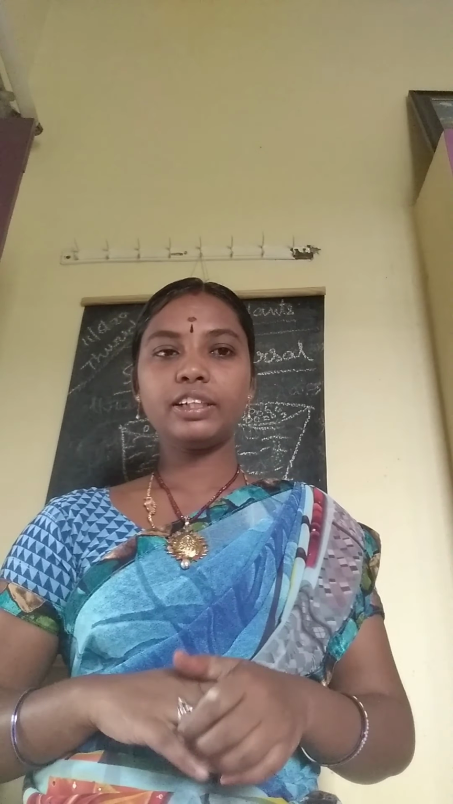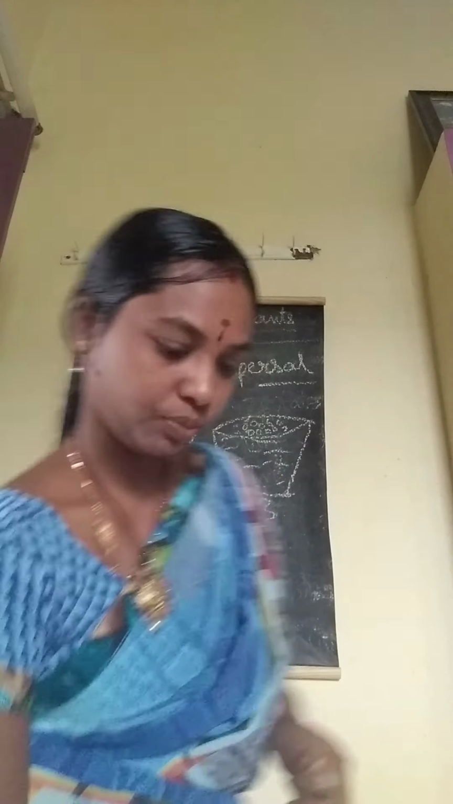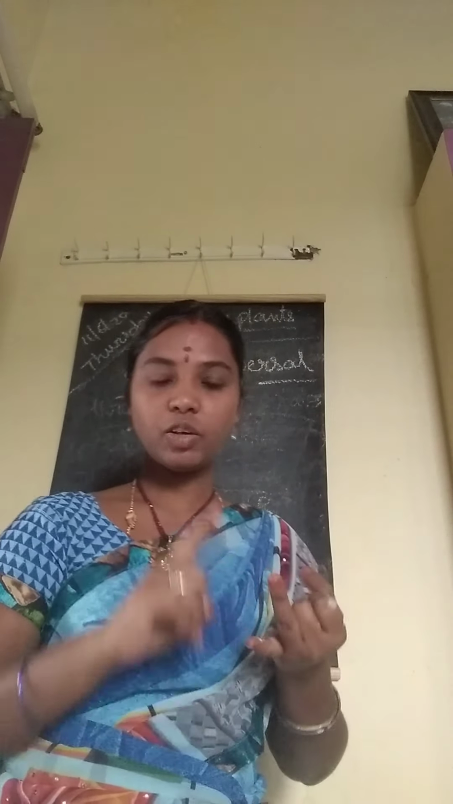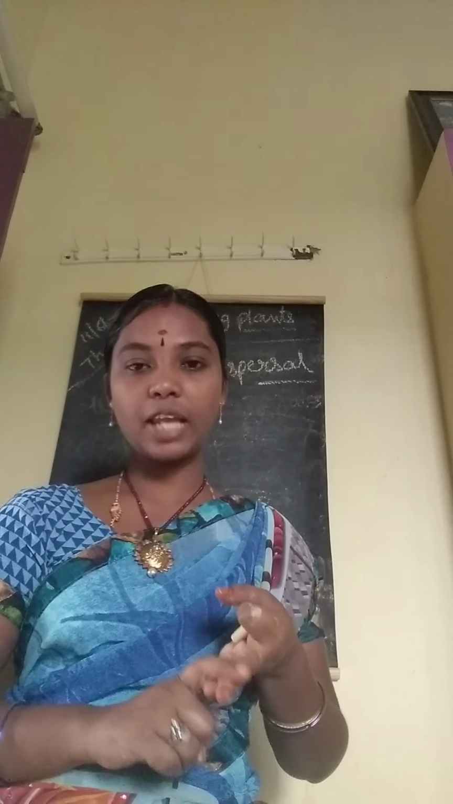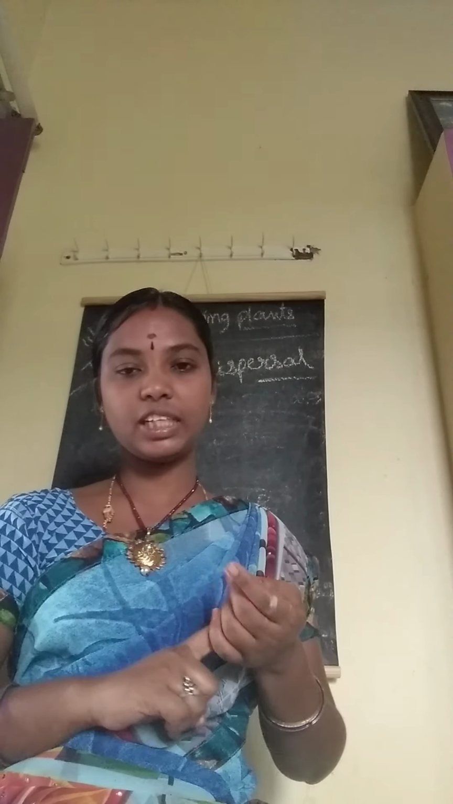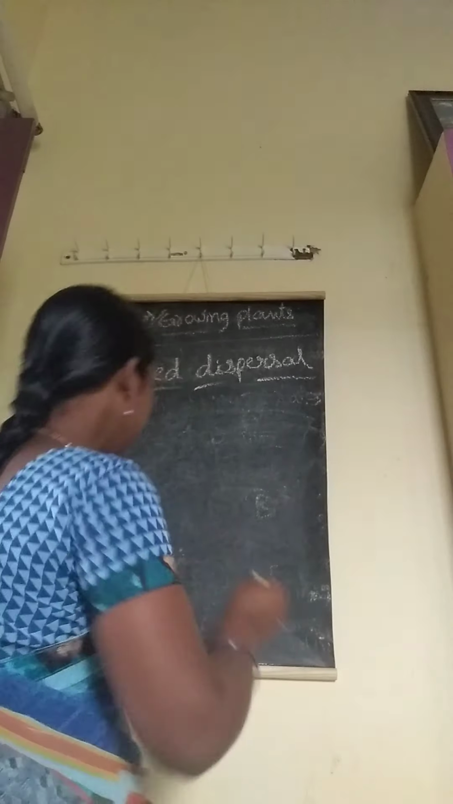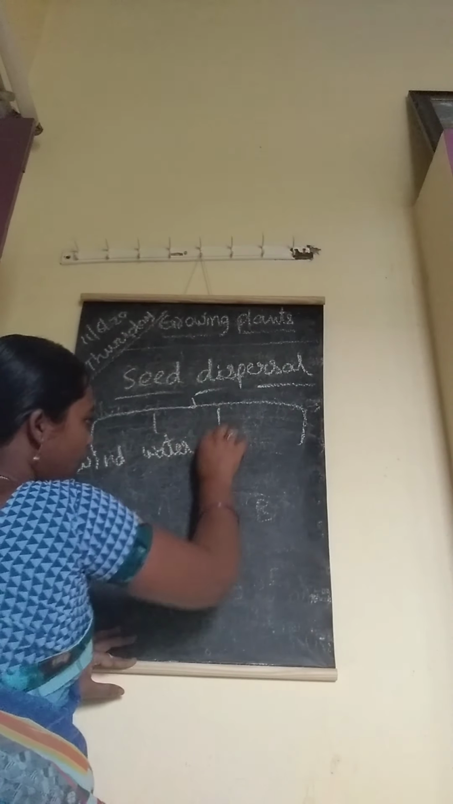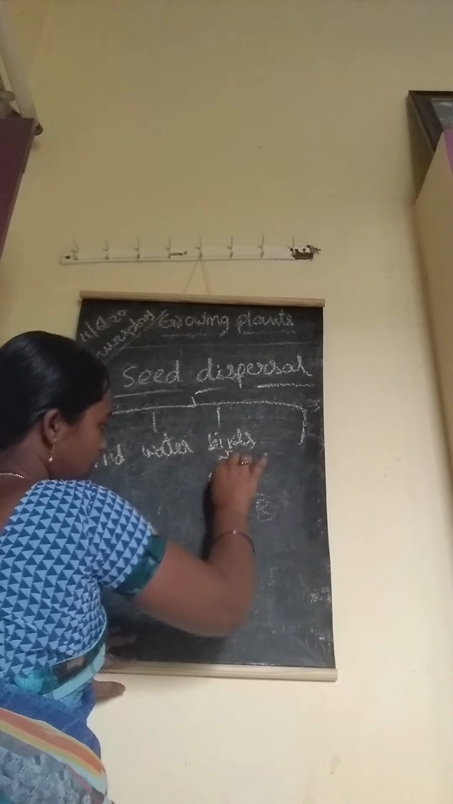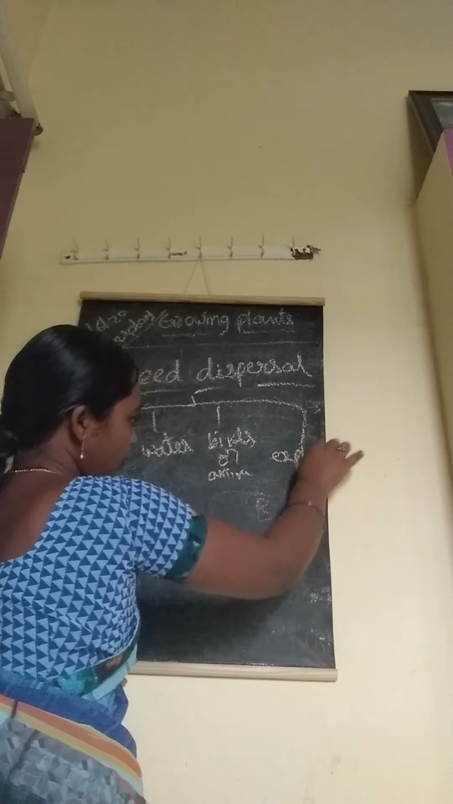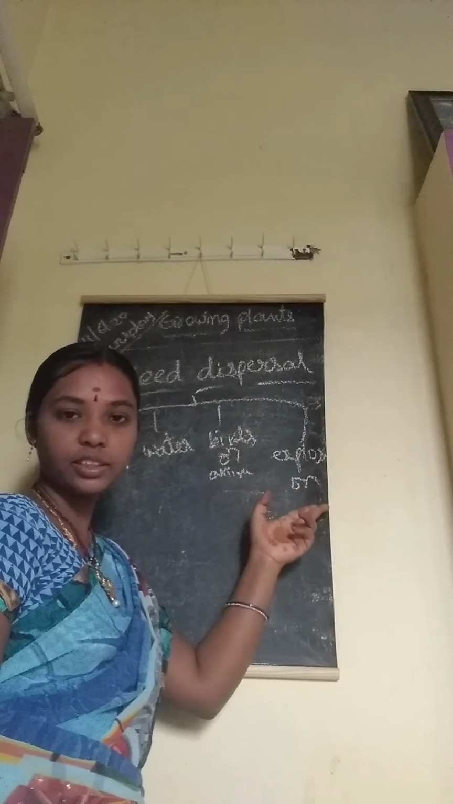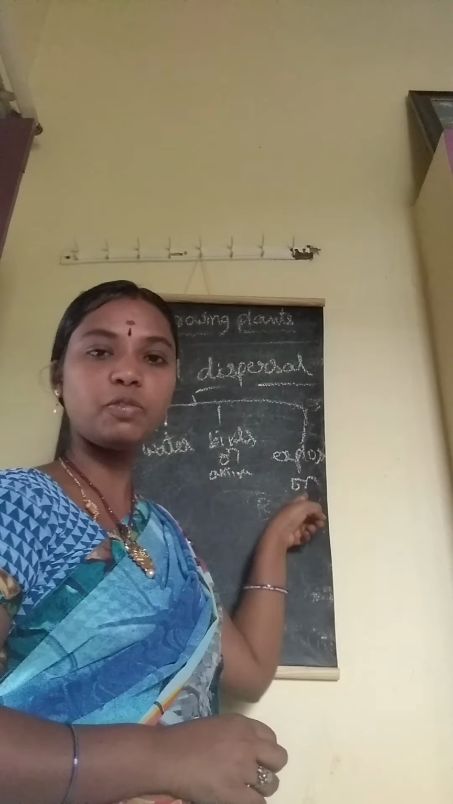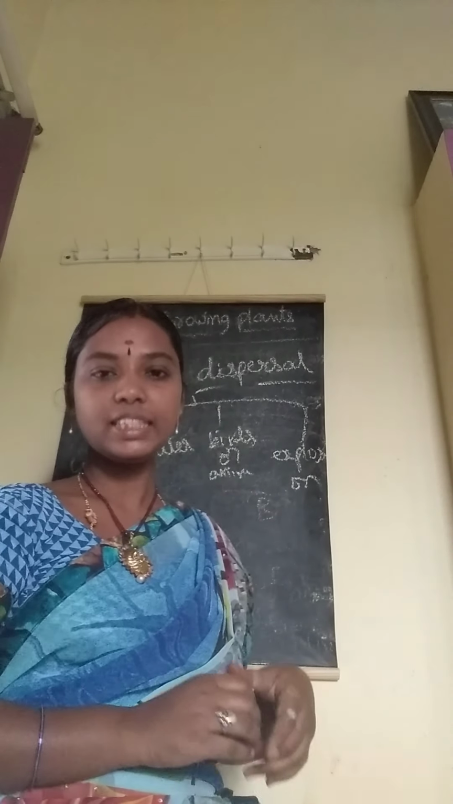Now we see the different means of seed dispersal. Wind, water, birds or animals, and explosion are the agents of seed dispersal. What are they? Wind, water, birds or animals, and explosion. Through these ways, seeds can be dispersed into distant places. So these are called agents of seed dispersal.